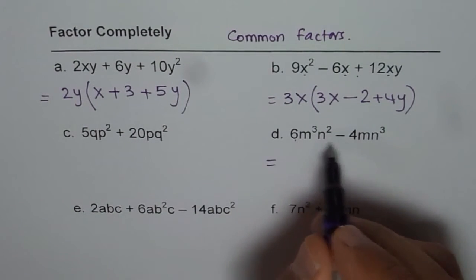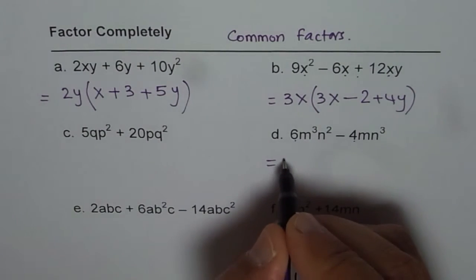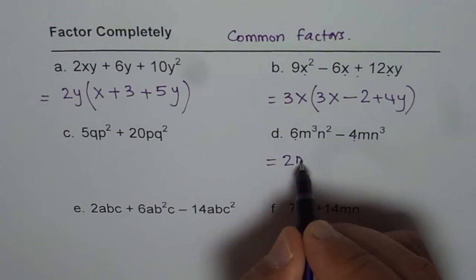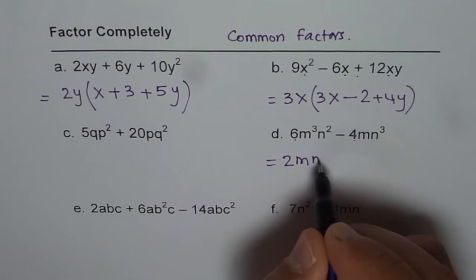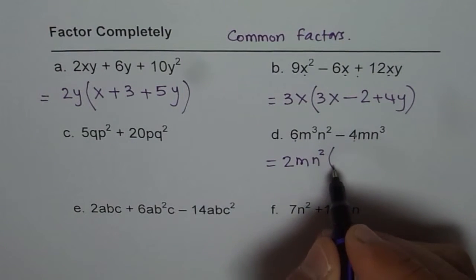Now here's 6 and 4. What are the common factors? Number 2, right? So we'll take 2 as a common factor. M cube and m, we have m as a common factor. N squared and n cube, n squared is a common factor, correct? So that is how we can list all the common factors together. We factor them out and write the terms inside.